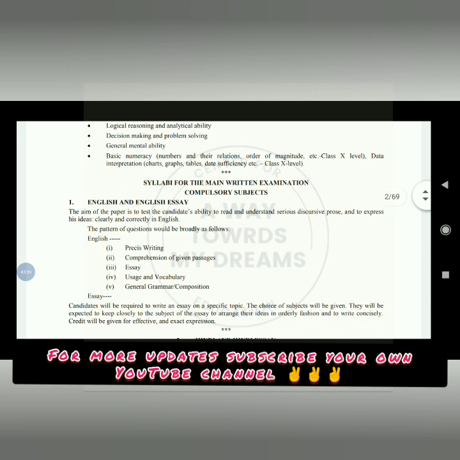So for the syllabus of the mains examination, the first paper is English and the English essay.